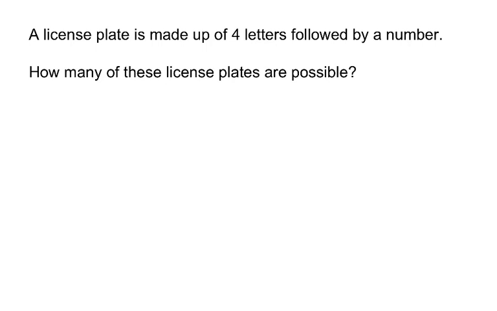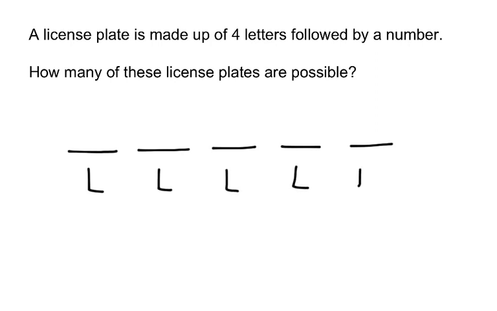Well, we're going to use the fundamental principle of counting, which is how many choices are there for each space? Multiply those together. So rather than just trying to spit out some number that might be right, we're going to take our time here and say, okay, I've got a license plate that has 4 letters followed by a number. So how many possibilities are there for each space? Then we're going to multiply those together.